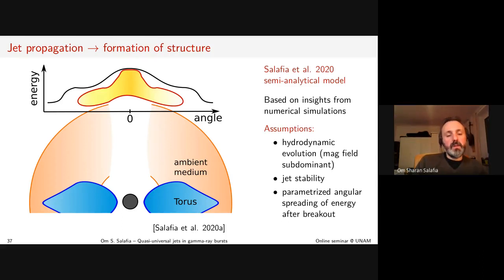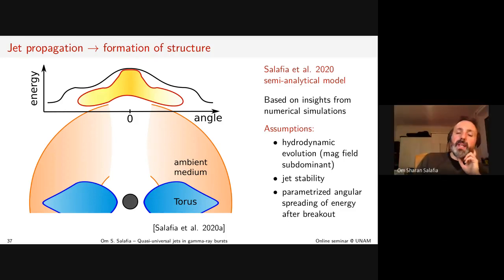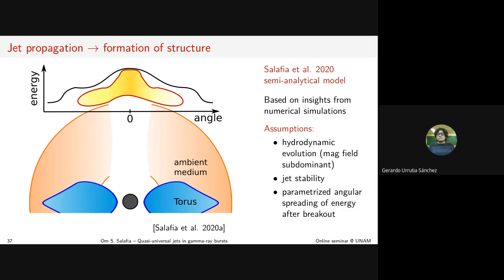Okay. But I think this is difficult anyway to investigate, especially in simulations, because this is something which happens over orders of magnitude in scales. So probably this is a very important question which must be answered in much more detail in the future.